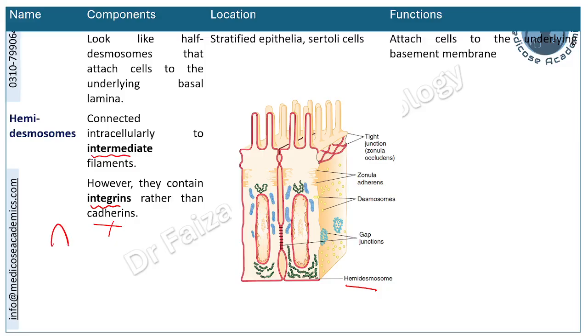Now, this is cell to basal lamina attachment, so we have integrins and intermediate filaments as in the desmosomes. For example, found in the stratified epithelium, where layers and layers of the epithelia are arranged over one another. So these hemidesmosomes will be providing attachment to the basal lamina or the basement membrane.